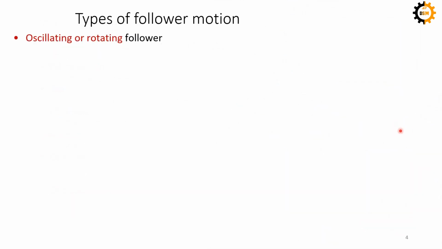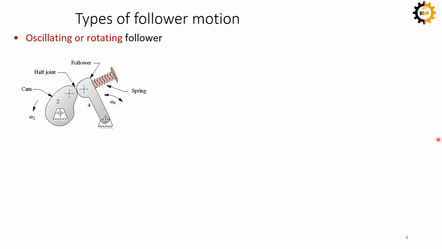So based on all these classifications, we further try to see examples of each and try to understand them more. The first type I told you was the oscillating or rotating follower. In this type, you can see this cam follower mechanism. This is a follower which is pivoted at this point. So when the cam rotates in either direction, this follower will be rotating about this point. So this is a rotating follower.